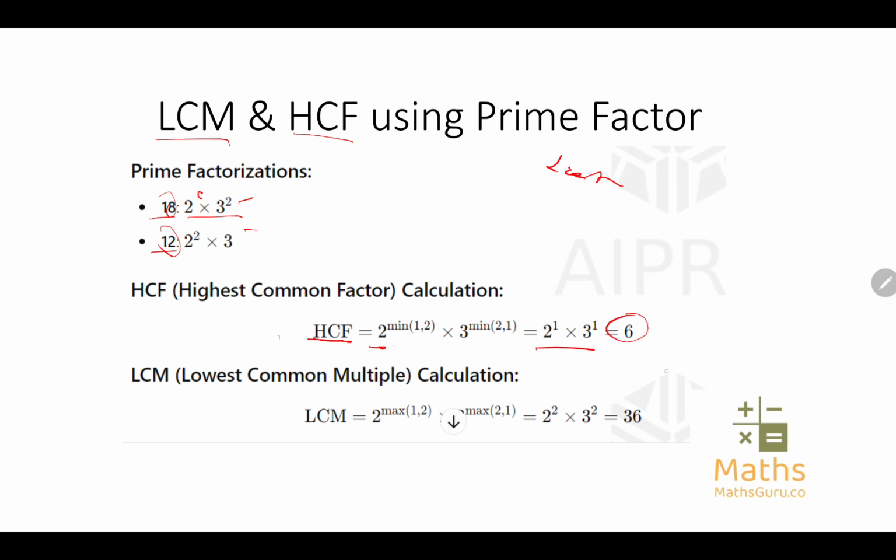So let's verify. 12 can be divided by 6, and similarly 6 into 3 is 18. So 6 would be the highest common factor for 18 and 12, right?